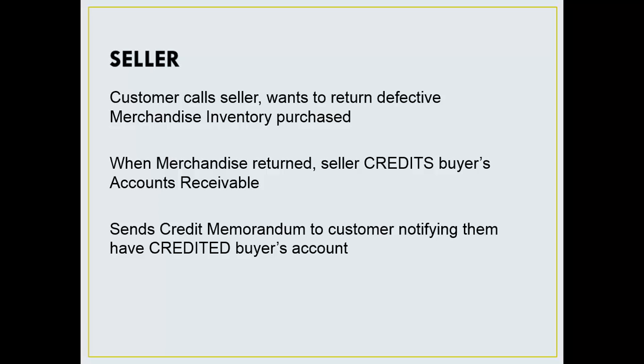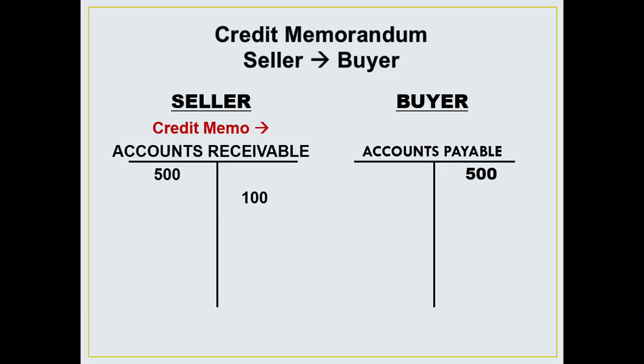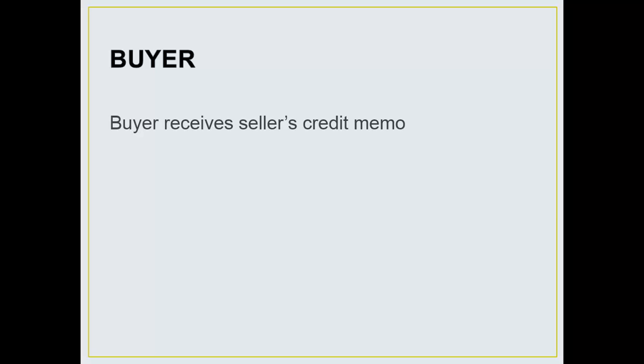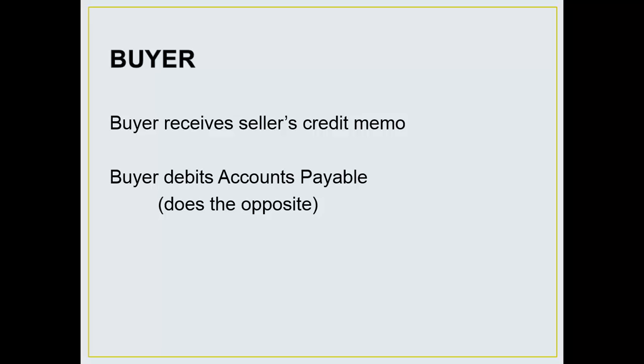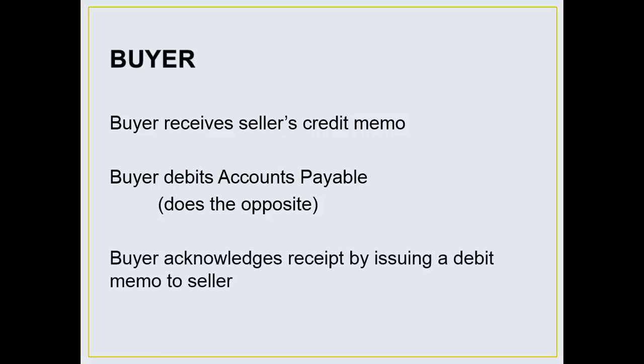All this is a source document. It's communication. So the seller credited the accounts receivable $100 and sent them a credit memo to let them know. The buyer then receives what is being called a credit memo, and they're going to do the opposite. They're not going to credit, they're going to debit something, and that's going to be their accounts payable. When you receive a memo, you do the opposite.